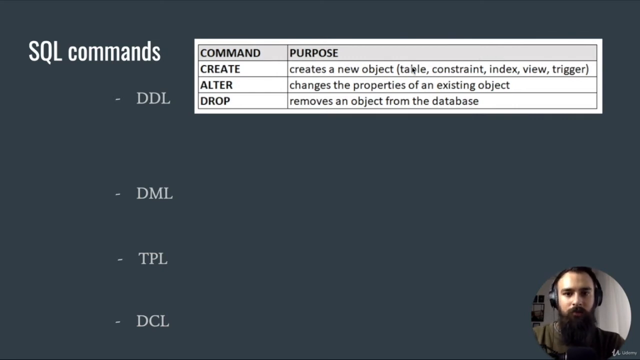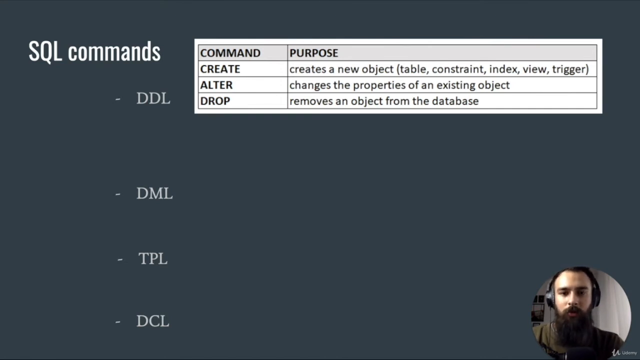Create creates a new object in the database. The objects can be tables, constraints, indexes, views, triggers, whatever. The alter command changes the properties of an existing object. By changing the properties, I mean in a table it can change the columns it contains, the data types of the columns, and so on.